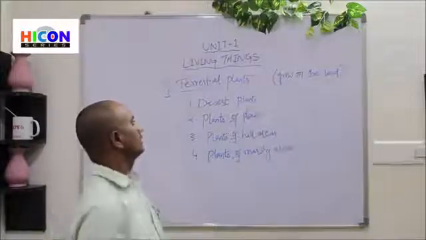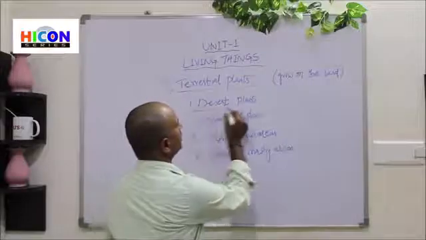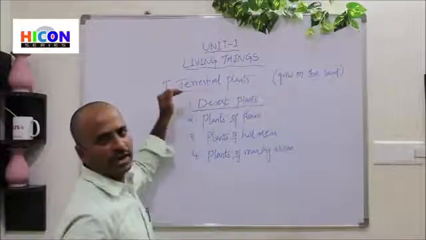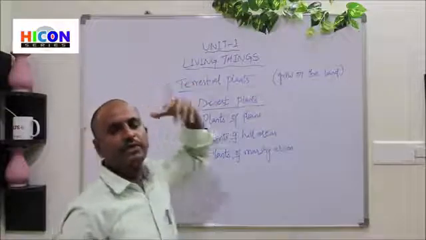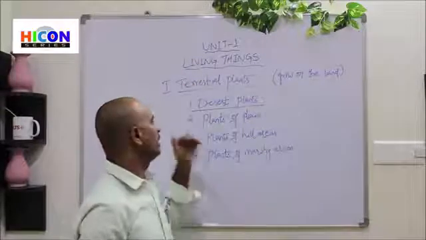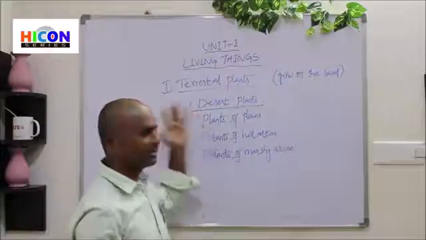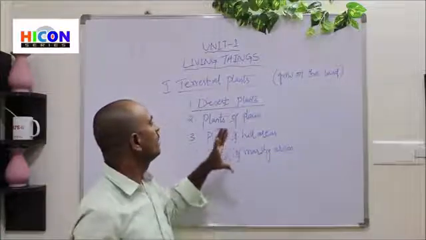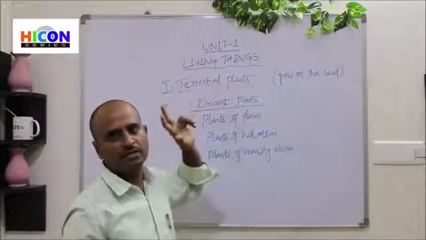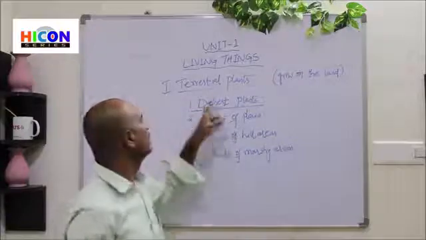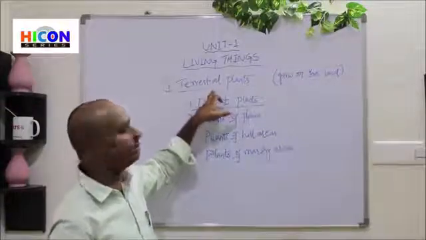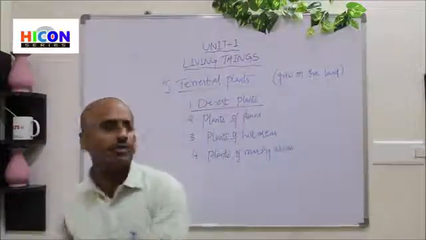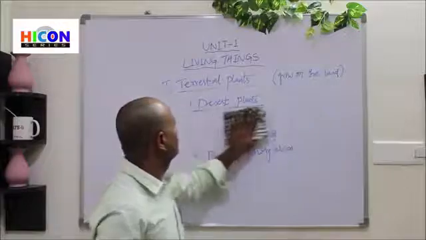Now let us discuss what desert plants are. Terrestrial means land. On the land we have different types of habitations. That means we have water habitations, and we have deserts, plains and mountains. Depending upon their habitations, the terrestrial plants are divided into four types. The first one is desert plants, so let us discuss them first.